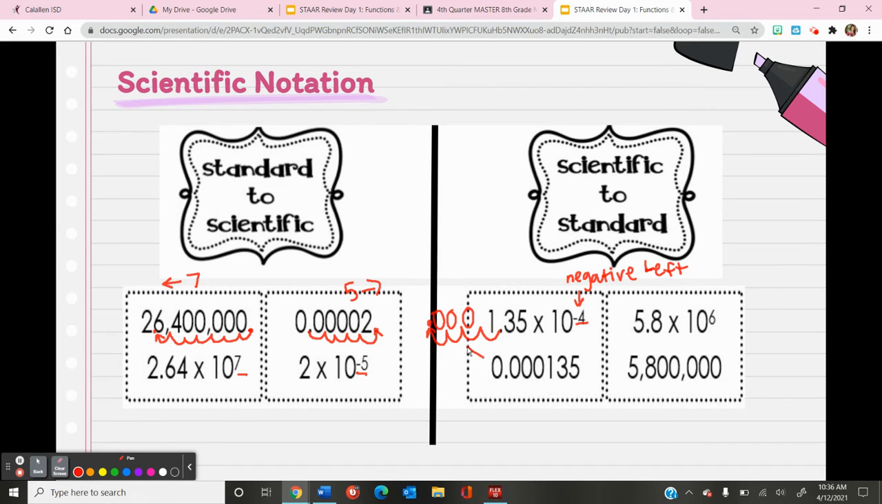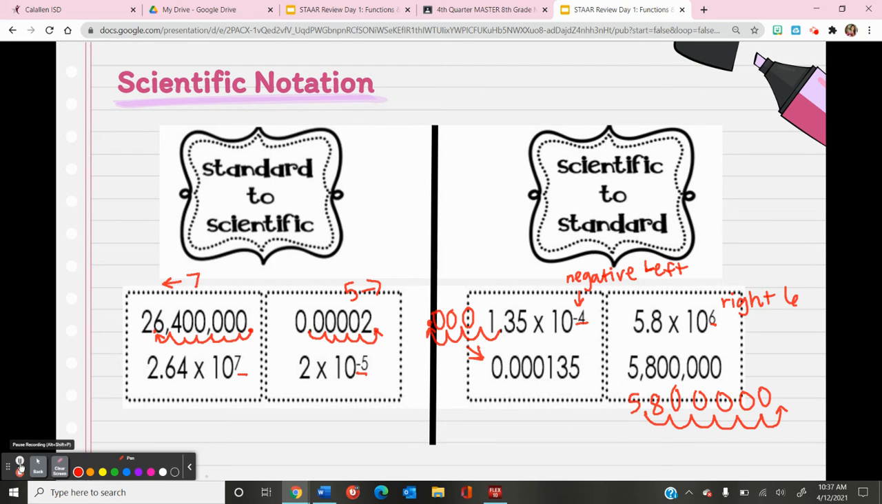So here my number now becomes 0.000135. And then we also have my other number. I know this is going to be a very big number because my exponent is positive. Since my exponent is a positive 6, this is telling me to go to the right 6. So taking 5.8, I'm going to move my decimal point 6 times to the right. So this is 1, 2, 3, 4, 5, 6.